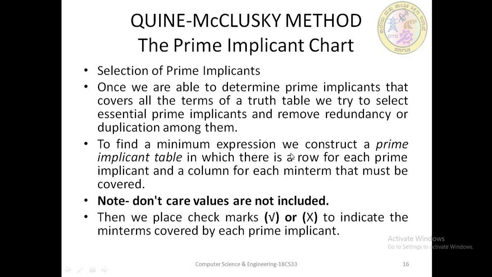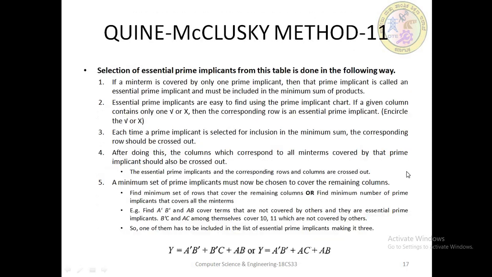To find the minimum expression, we construct a prime implicant table in which there is a row for each prime implicant and a column for each minterm that must be covered. For this we will create a separate prime implicant table. Note: don't care values are not included. You need to be very careful here, because we were considering these don't care values in the previous K-maps. Then we can place check marks or an X to indicate the minterms covered by each prime implicant.